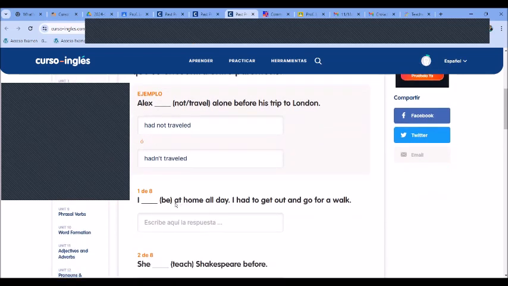Now, I'll show you the verbs in brackets, guys, and now try to create the structure. Remember, you need your had, hadn't for your past perfect. Fernanda. I have been at home all day. I had to get out and go for a walk. Good job.